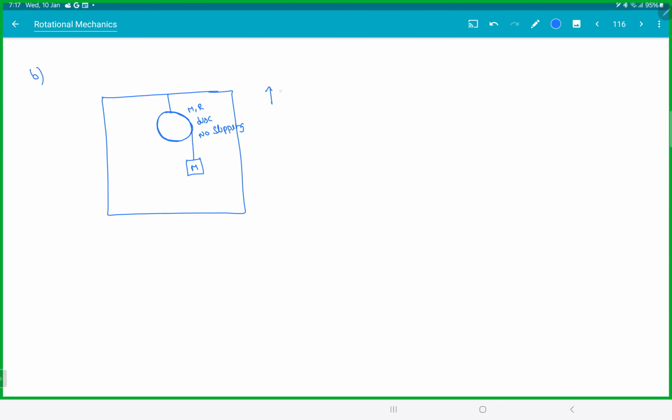And this elevator itself is going up with A naught. Now write the equations for this, the ground frame. Now they'll ask you to find the tension in the string connecting the block. Get me the equations. Gravity is there. The whole elevator is going up though.